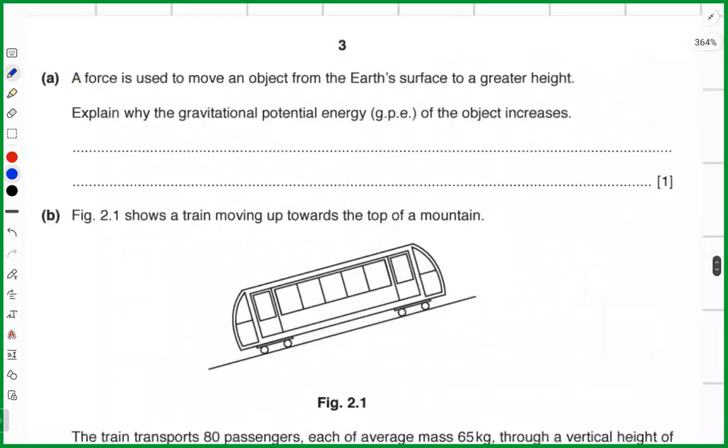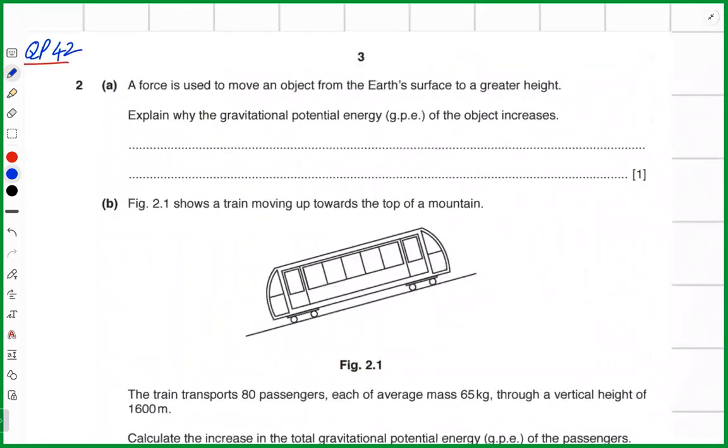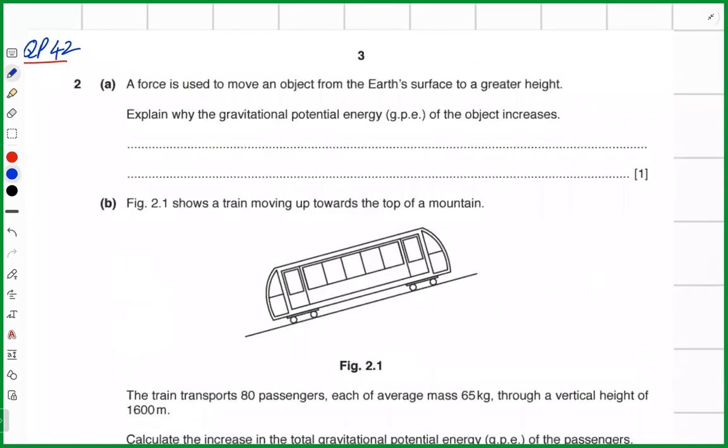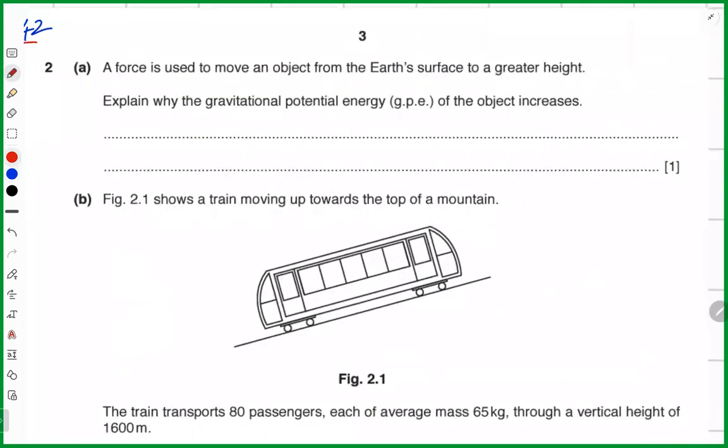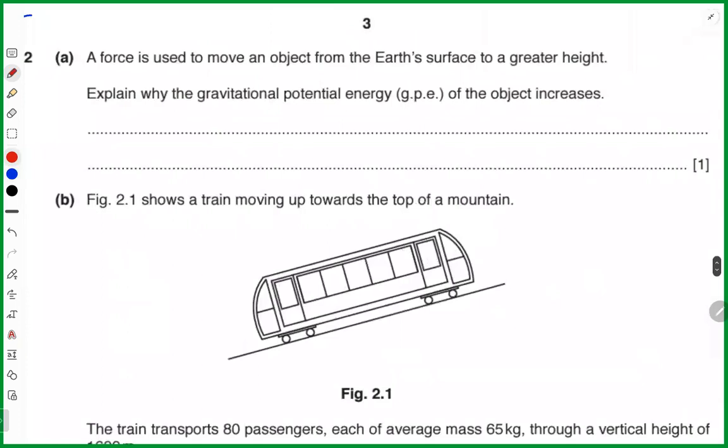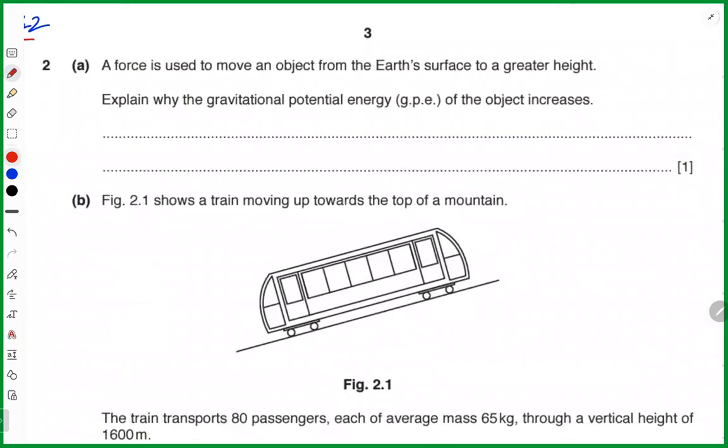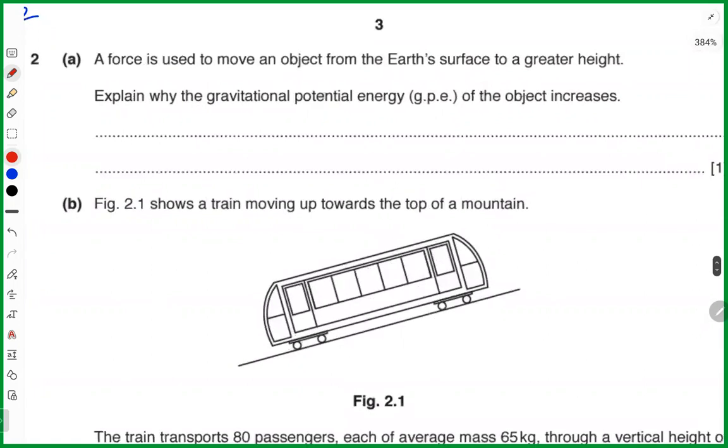A force is used to move an object from Earth's surface to a greater height. Explain why the gravitational potential energy of the object increases. Because as it's moving higher, it's moving away from the ground. Yes. And work done on the car. Did he say car or object? Object.